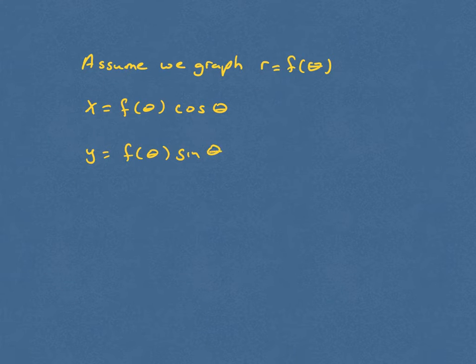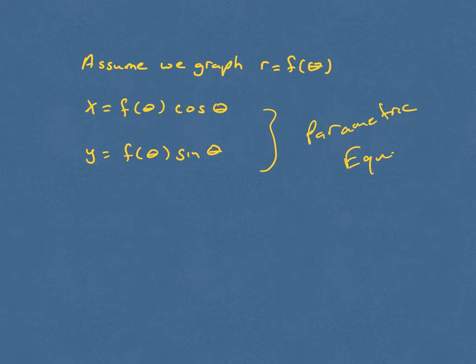So now let's assume that we have a graph. We've graphed r equals f of theta, where r is some function of theta. Well, on that graph, because of our conversions, I know that for all the points, x would be equal to f of theta times the cosine of theta, and y equals f of theta sine theta. Now, what I want you to recognize is that these are kind of like parametric equations, aren't they? Where the parameter is theta.